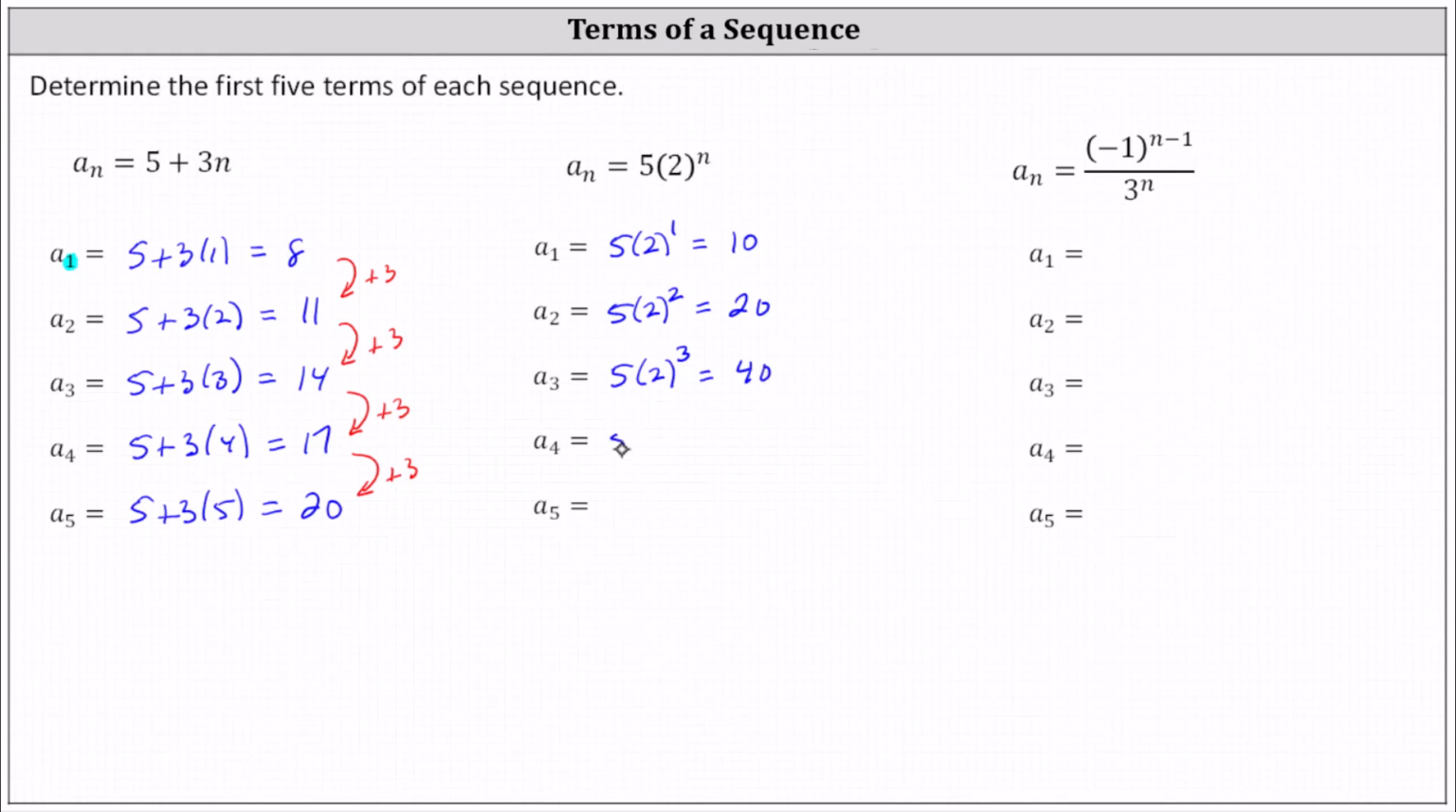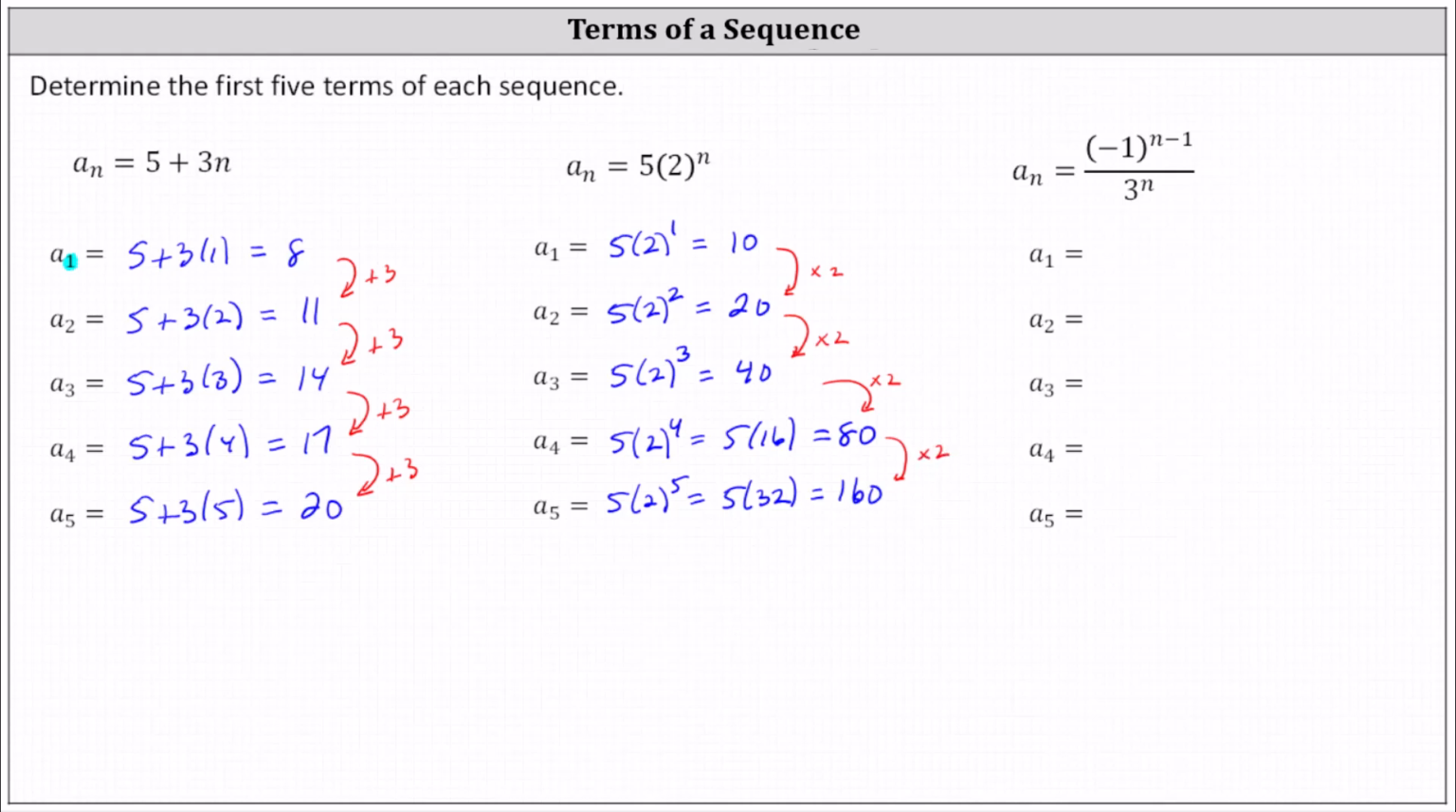Performing substitution, we have 5 times 2 to the 4th power, which is 5 times 16, which is 80. And a sub 5 is equal to 5 times 2 to the 5th. 2 to the 5th is 32. 5 times 32 equals 160. Notice here we have a pattern of multiplication. We multiply the previous term by 2 to get the next term in the sequence. This is called a geometric sequence.